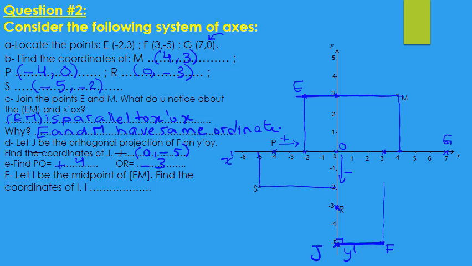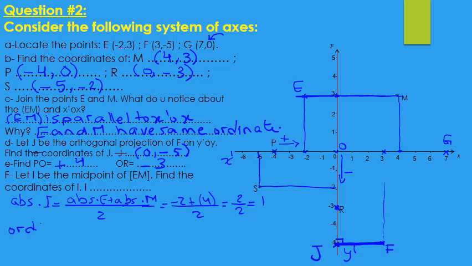Now in part F, let I be the midpoint of segment EM. Find the coordinates of I. To find the coordinates of a midpoint in a system of axes, we should find its abscissa. The abscissa of I, because it's the midpoint of EM, is the abscissa of E plus the abscissa of M, all divided by 2. The abscissa of E is -2 plus the abscissa of M is 4, over 2. So it will be 2/2, which equals 1.